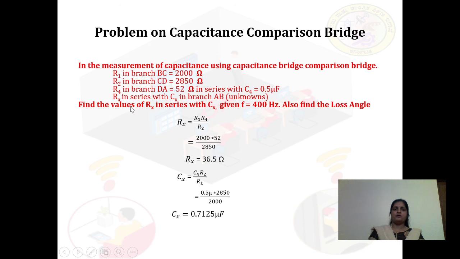In order to find Rx and Cx, we have the standard equations, where Rx is obtained from R1, R4 and R2. Similarly, to find Cx, it is C4 into R2 divided by R1, and finally we obtain the values of the unknown Rx as well as Cx. So this is about the two problems related to the capacitance comparison bridge, which comes under AC bridges.